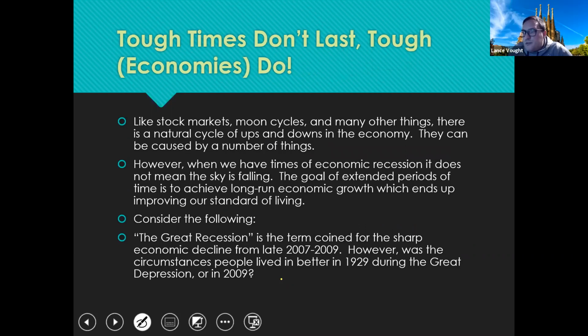But as I mentioned before, even though we have business cycles and stock markets and moon cycles, so like full moons and new moons and waxing gibbous and waning gibbous, the moon cycle every 28 days, stock markets, you have bull markets and bear markets, and a bunch of other things that are cyclical. The economy has its natural ups and downs. Now, the whole hope is that even if we have an inevitable recession, it's something that's beyond our control and not something that we could have done to prevent.